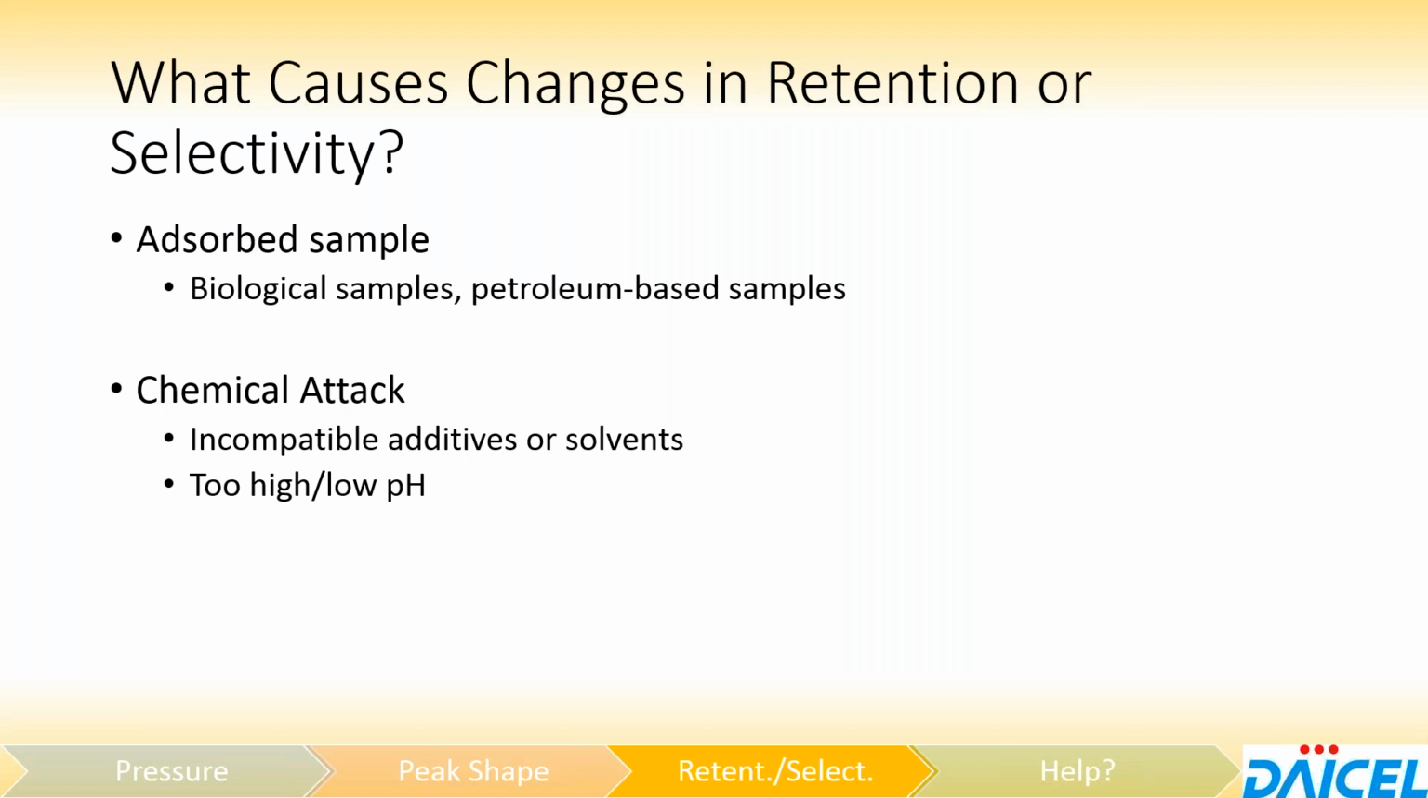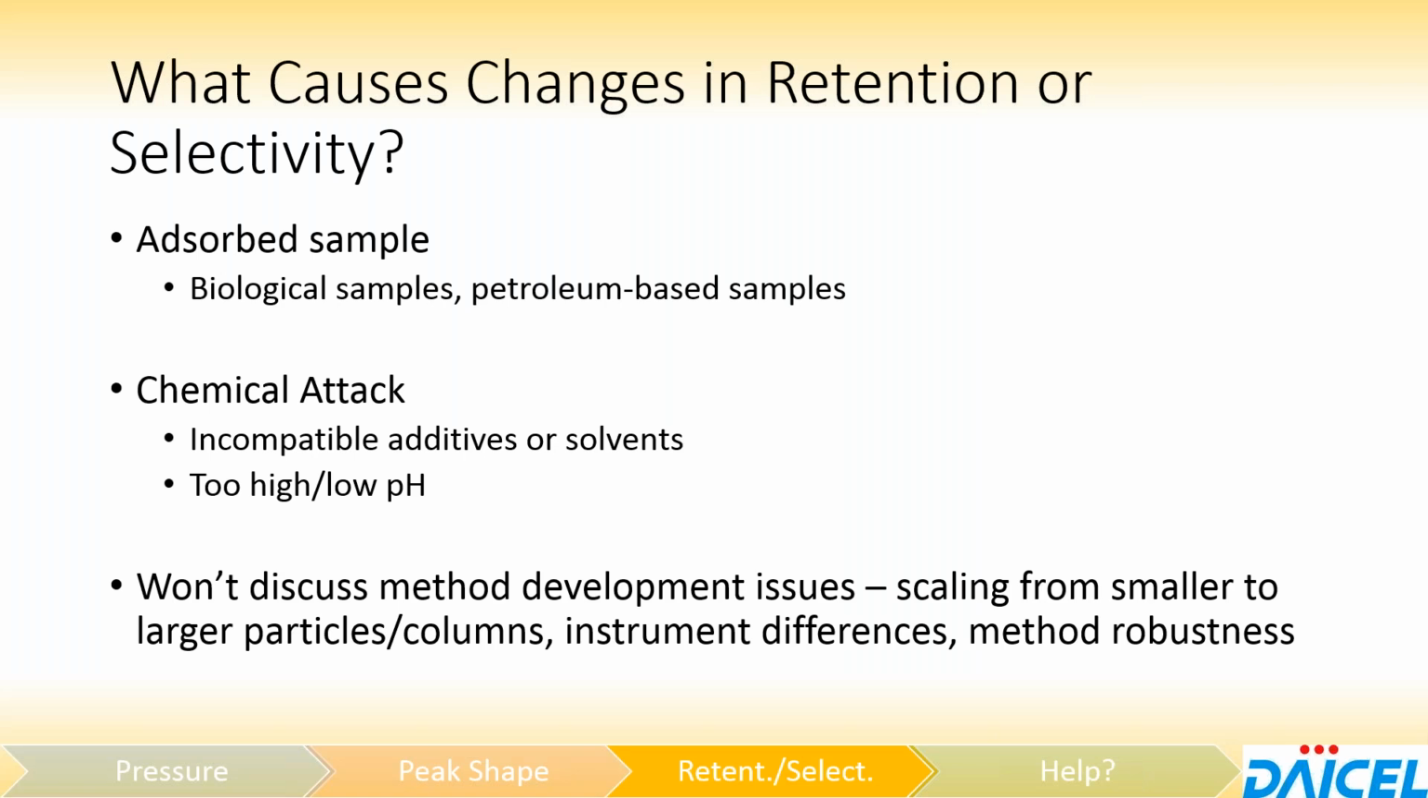And then the other section in this is chemical attack. So we'll go back to incompatible additives or solvents. Solvents, especially for our chiral columns, is a big thing to be aware of. And then either too high or too low pH mobile phases can cause issues with retention and selectivity as well. As far as method development goes, we're not going to talk about issues like scaling from smaller to larger particles or larger column dimensions. We're not going to talk about differences in instruments, and we're also not going to talk about method robustness. That's for another day, unfortunately.